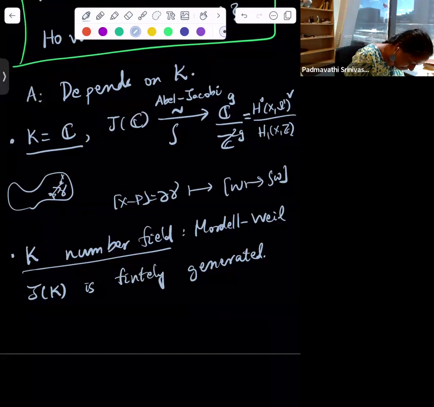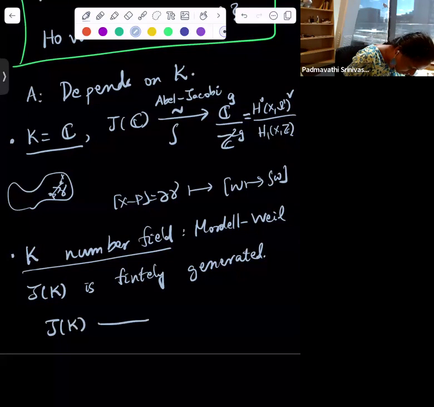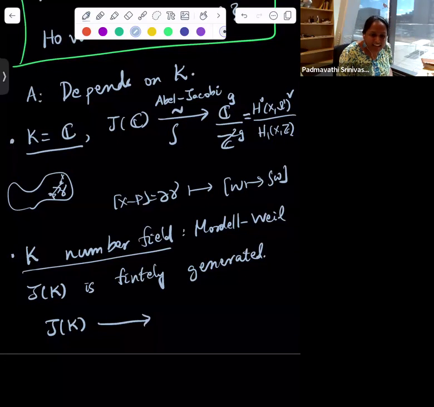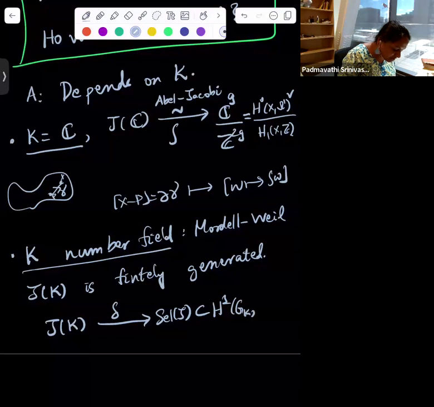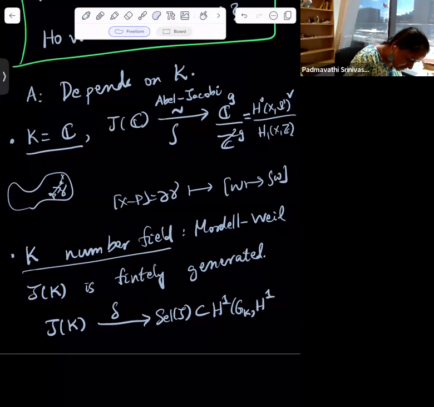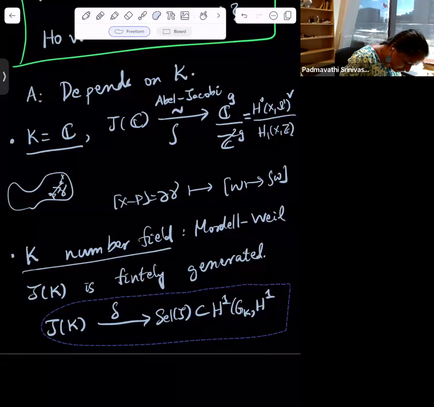So just like here, for the weak Mordell-Weil theorem, thank you for the inputs, I'm enjoying this. There's a similar kind of boundary map, mapping the rational points in the Jacobian into a Selmer group, which sits inside a Galois cohomology group of the absolute Galois group, valued in the Tate module.